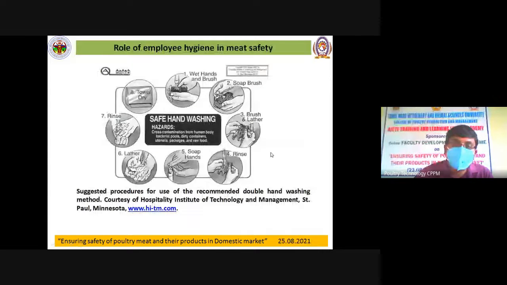Normally, they have suggested double hand washing. So you do these 6 steps once again, for a good improvement of hygiene.